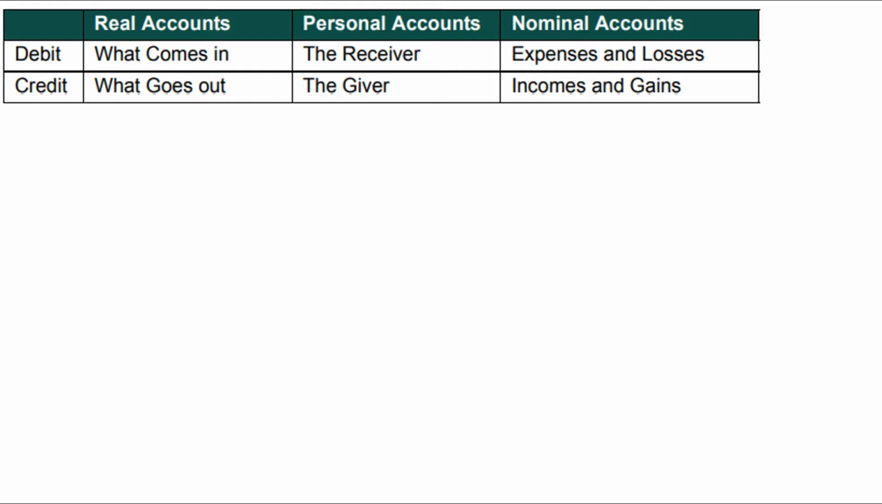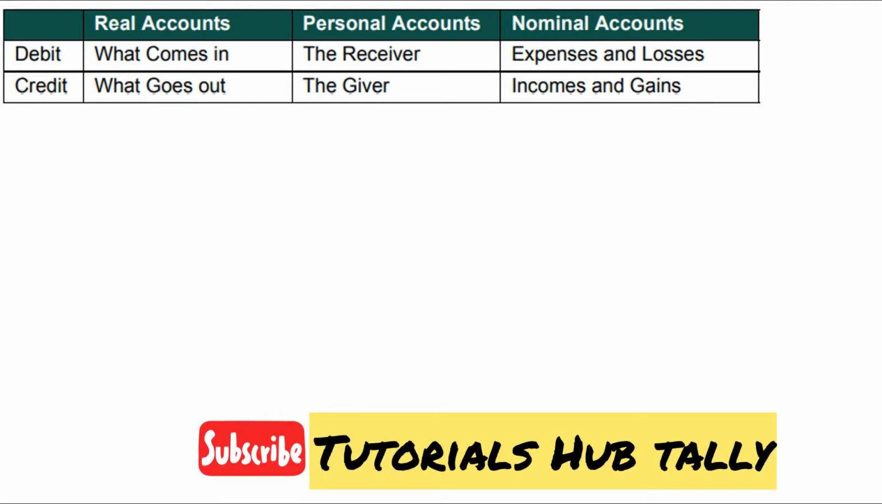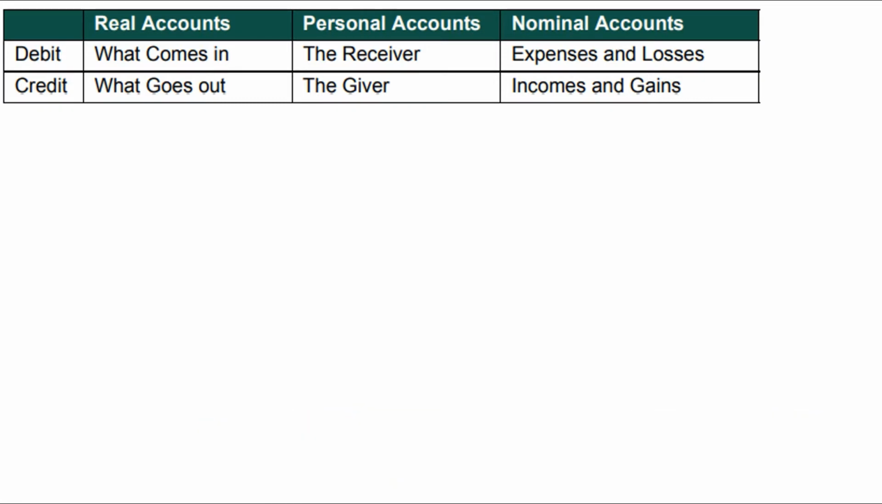Tally.ERP9 follows the golden rule of accounting. Debit under real accounts is what comes in. Under personal accounts, debit the receiver. Under nominal accounts, debit means expenses and losses. In real accounts, credit means what goes out. In personal accounts, credit means the giver. In nominal accounts, credit means incomes and gains.